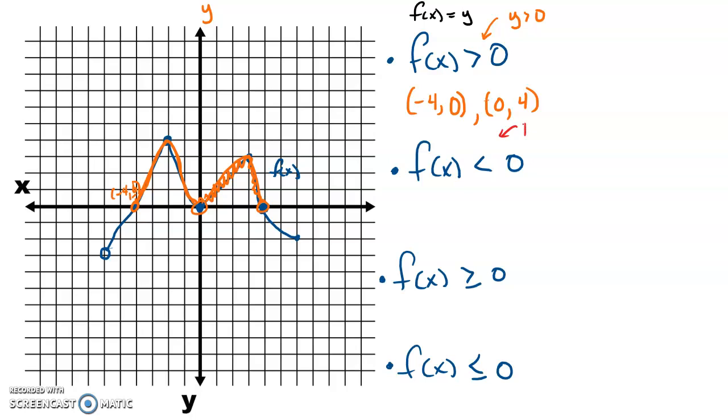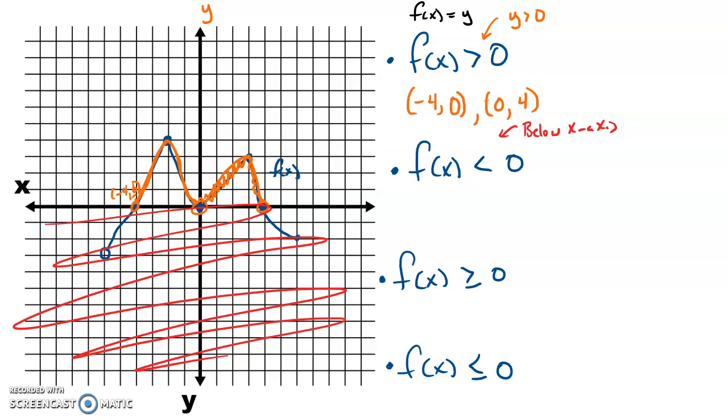Okay? The next question asks for where f of x is less than 0. Remember, less than, that is below the x-axis. Because these are the values down here that give us y values less than 0. Those are the negative y values down here.